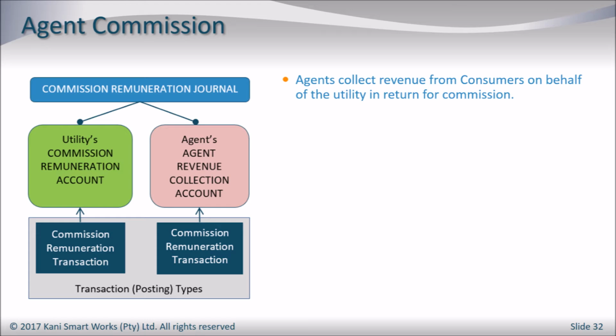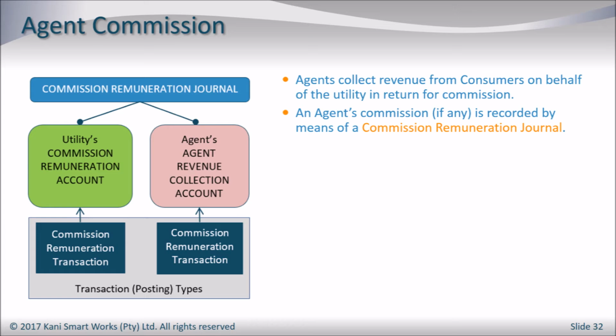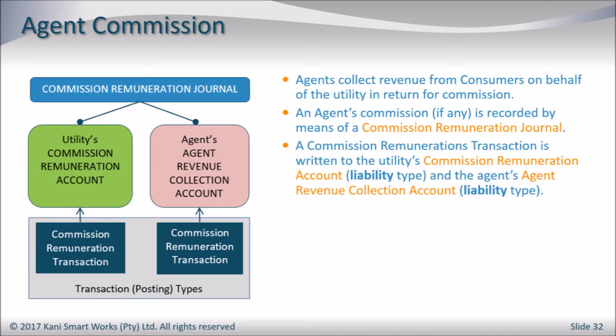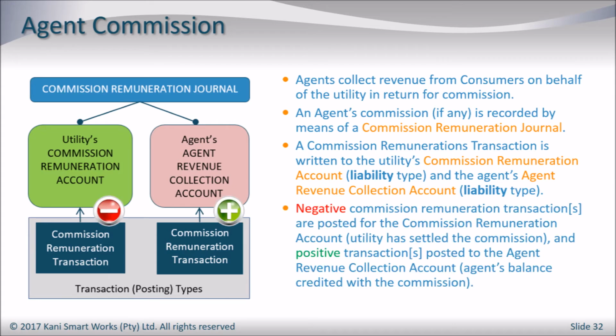Agent commission. Agents collect revenue from consumers on behalf of the utility in return for commission. An agent's commission, if any, is recorded by means of a commission remuneration journal. A commission remuneration transaction is written to the utility's commission remuneration account, also of type liability, and the agent's agent revenue collection account, also liability. Negative commission remuneration transactions are posted for the commission remuneration account because the utility has settled the commission, and positive transactions posted to the agent revenue collection account because the agent's balance is credited with the commission. Commission journals are reflected on the agent statement.